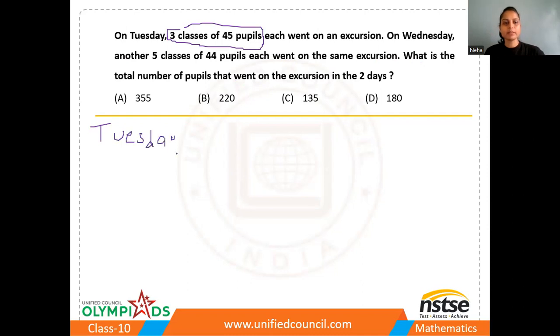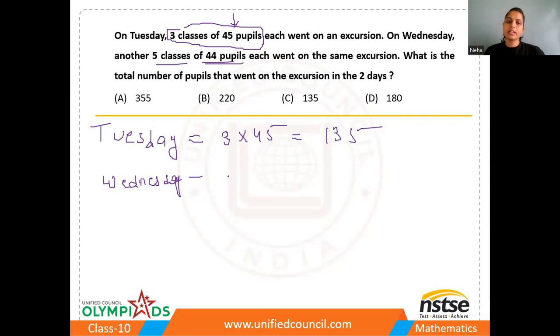again we will do the same thing. We will read the first line, solve it. We will read the second line, solve it. So on Tuesday in one class there are 45 people. So in 3 classes how many people will be there? Yes, 3 times 45, which is 135. Now what about Wednesday? Okay, on Wednesday 5 classes of 44 people, right? So 44 people in one class. So how many people are there in 5 classes? 5 times 44, which is nothing but 220.